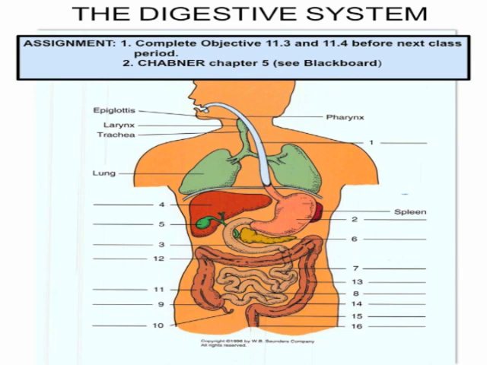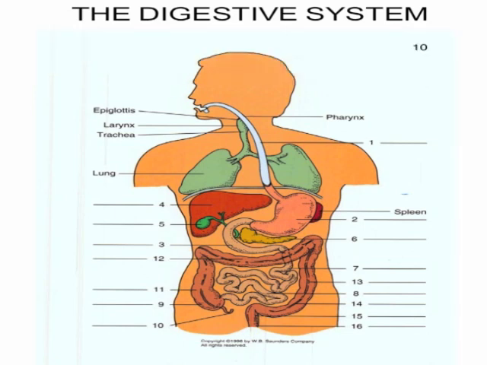Number 1 is the esophagus. Number 2 is the stomach. Number 3 is the duodenum. Number 4 is the liver. Number 5 is the gallbladder. Number 6 is the pancreas. Number 7 is the jejunum. Number 8 is the ileum.